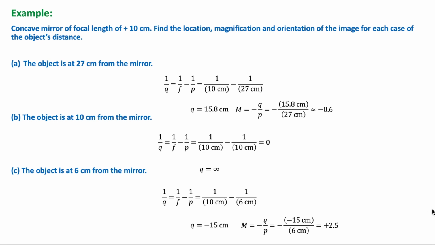So now suppose the object is at a distance of 6 centimeters from the mirror, then q is equal to minus 15 centimeters, and m, which is minus q over p, is minus minus, so it's plus 2.5, which means that the image is magnified, okay? And it is upright because m is positive. And the negative value of q indicates that the image is virtual, which means it is located at the back side of the mirror as expected, right?